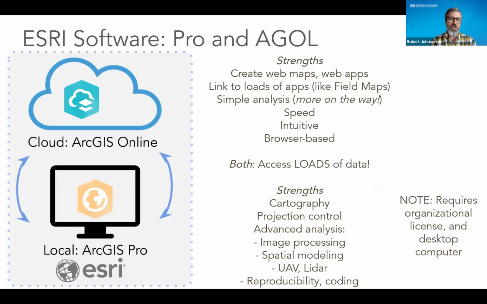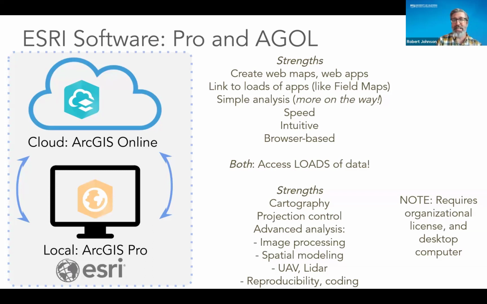Okay, a short comparison of the two main Esri software environments: ArcGIS Pro, which we're going to be working in today, and ArcGIS Online. ArcGIS Pro is a desktop software environment. Everything is performed locally on your local machine. You can access data from the cloud or access data that's local on your machine, but all of the processing and everything is done on your machine where the software is installed.